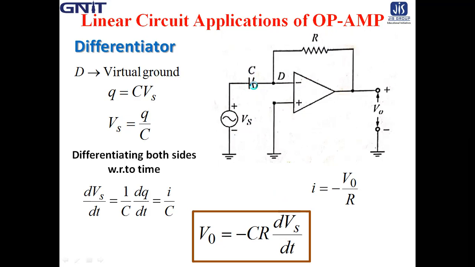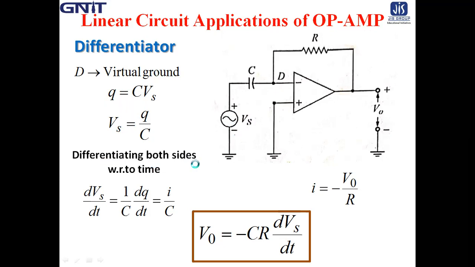Now, point D is called the virtual ground because the infinite voltage gain of the op-amp makes point D a virtual ground. So the charge on the capacitor C is represented as Q equal to C into Vs, where Vs is the input voltage source. Therefore, Vs equals Q by C.